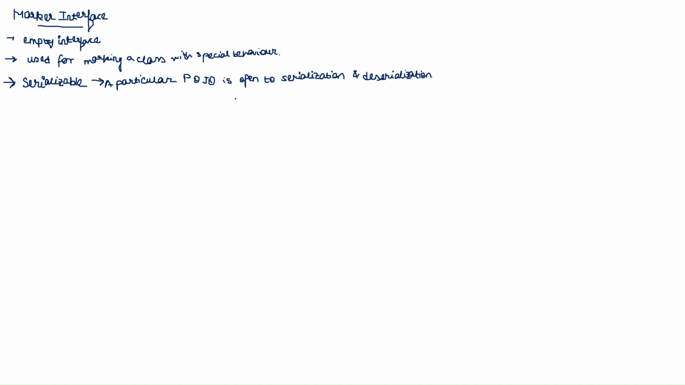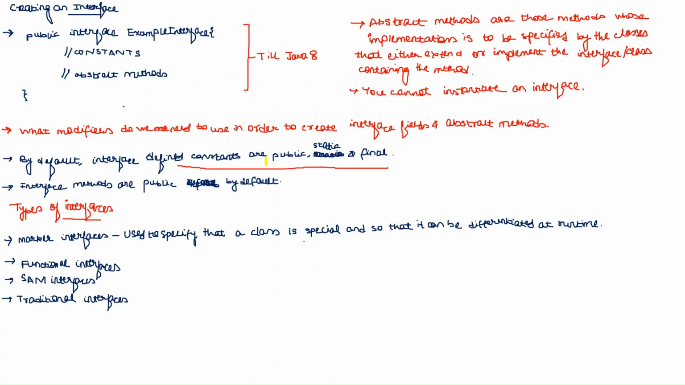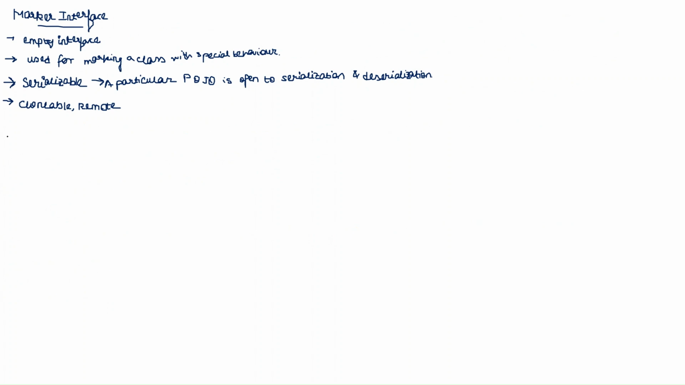Other examples of these kind of marker interfaces are Cloneable, and there is one more which is Remote. The second type of interfaces that we are going to learn about is functional interfaces. And this one is quite interesting. It's a totally different topic in itself. You must have heard about functional programming in Java.